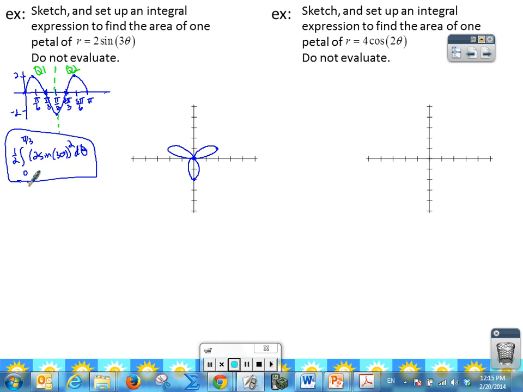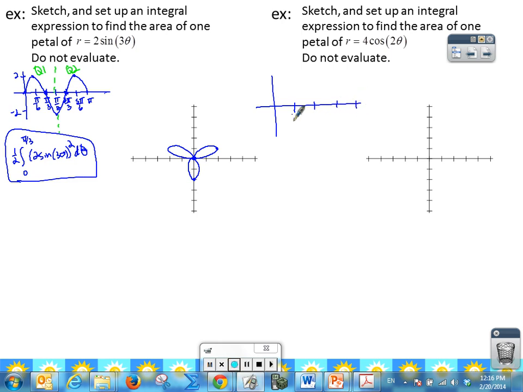Alright, our last one, we're going to do the same kind of thing. We're going to draw our Cartesian coordinates and then set up our integral. Here we have 4 cosine 2 theta. So the 2 theta, remember, changes our period in half. So by pi we would have done one full cycle of cosine.